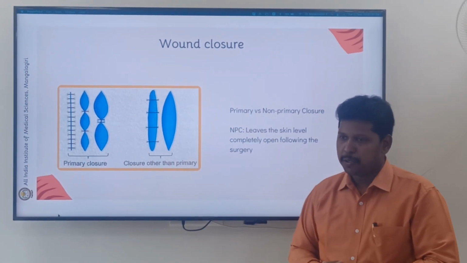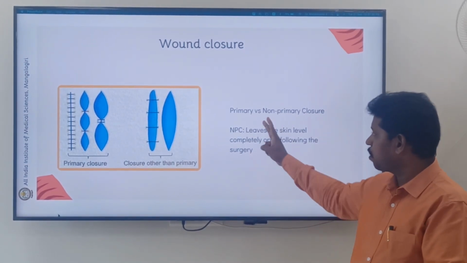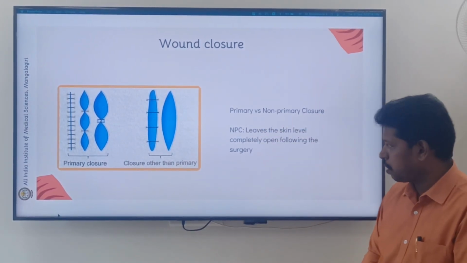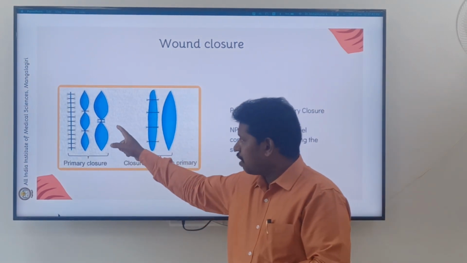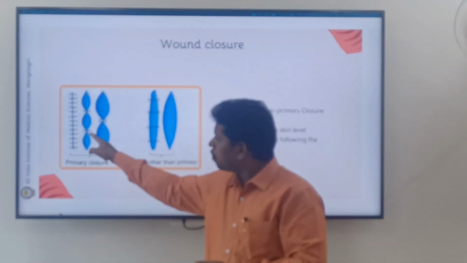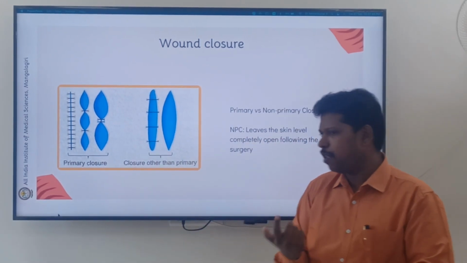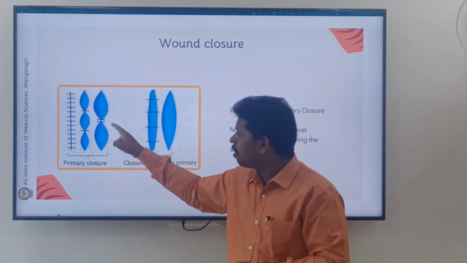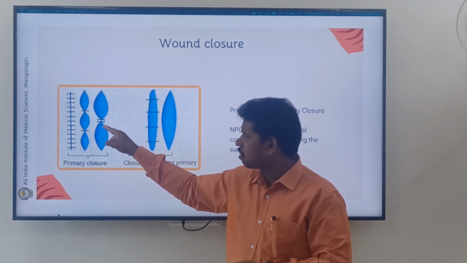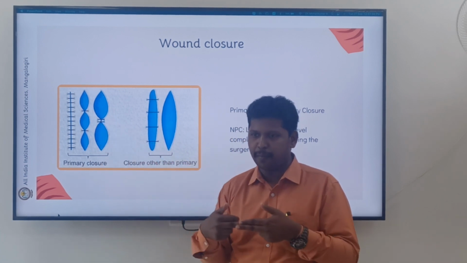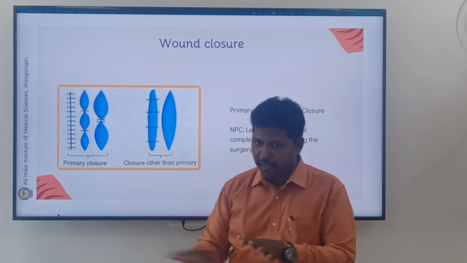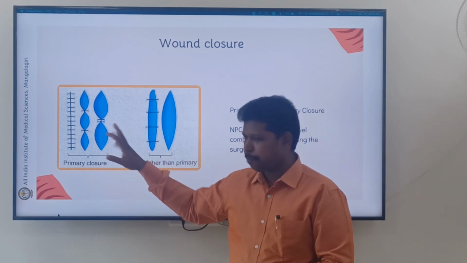Type of wound closure also matters. There are 2 types of closure: primary and non-primary. Primary closure is where there should be approximation of the skin, at least in one location. Like in this wound, in a single location, skin is approximated. Here, on 2 sides the skin is approximated. Here, almost everywhere they are closed. All these are considered primary closure.